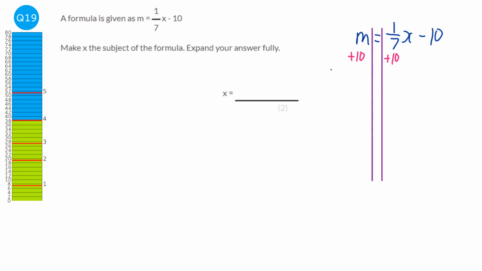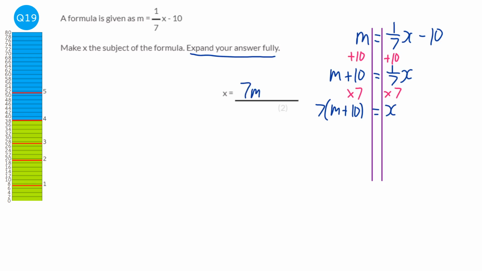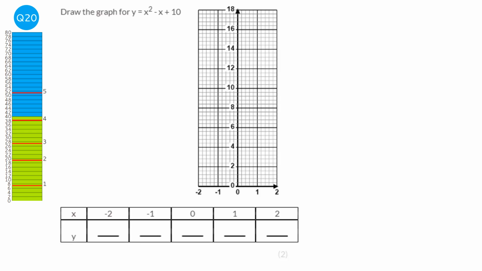Okay, so we're left with m plus 10 on the left hand side, and we've got 1/7 x on the right hand side. Now to get rid of the 1/7, what I can do is just times both sides by 7. So 7 brackets m plus 10 equals x. So x therefore would equal 7 brackets m plus 10, but it says to expand your answer fully, so we're just going to expand the brackets. 7m plus 70.